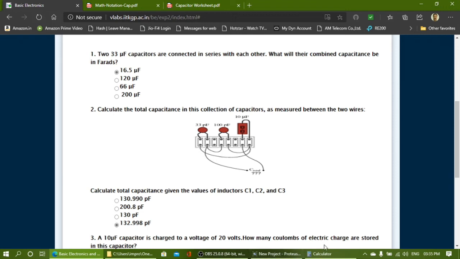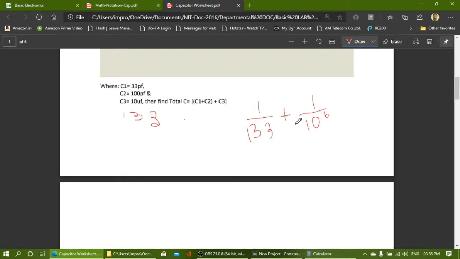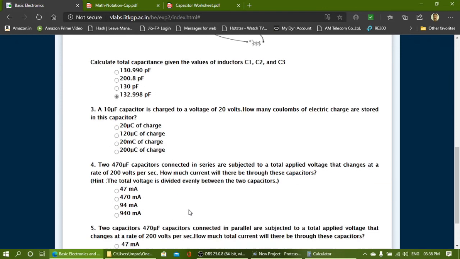So because we already made it in picofarad and 133 is also picofarad, your total value will come in picofarad. So then this fourth option will be your answer.